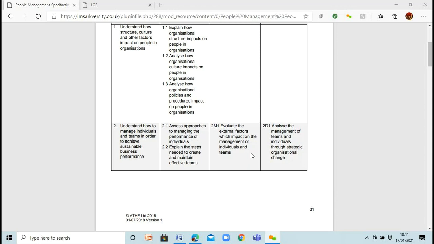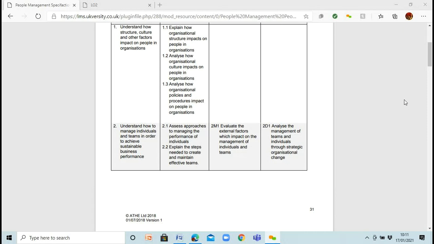to achieve sustainable business performance. So with Learning Outcome 2, we have 4 assessment criteria, 2 in the pass, 1 in the merit, and 1 in the distinction. So the 2 pass assessment criteria are 2.1, assess approaches to managing the performance of individuals.